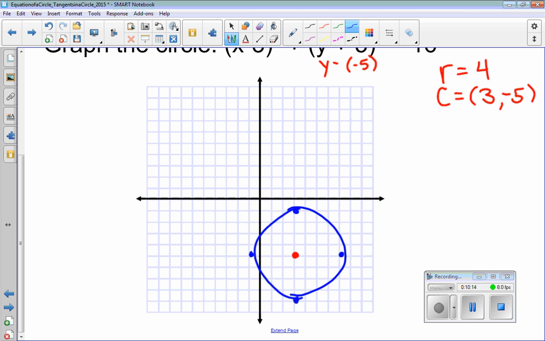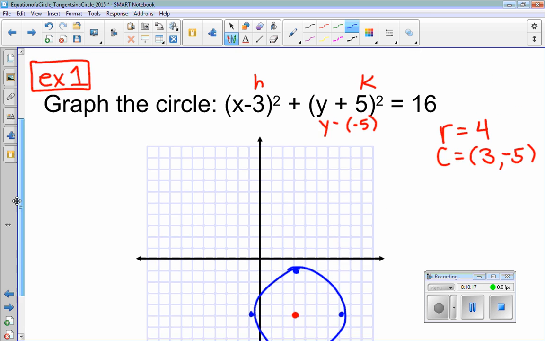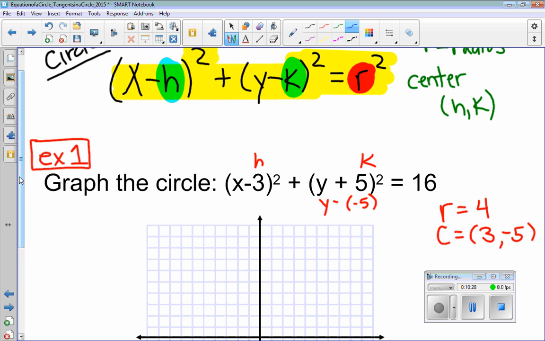In the equation? That's just what the formula is. That's the format of the equation of a circle. All equations of circles will look like this. That's why I gave you what I highlighted at the very beginning, because that is the given information.